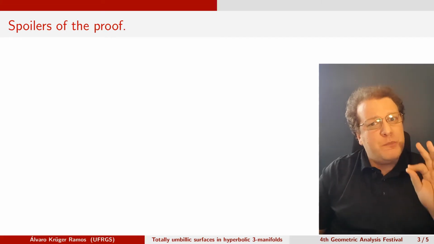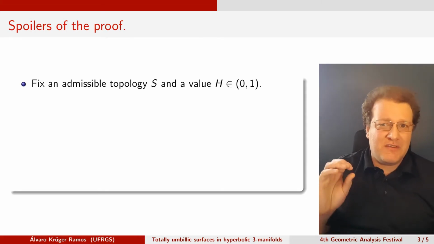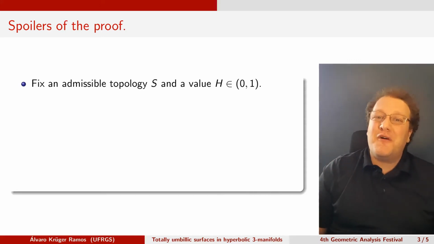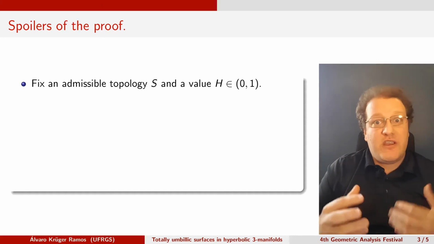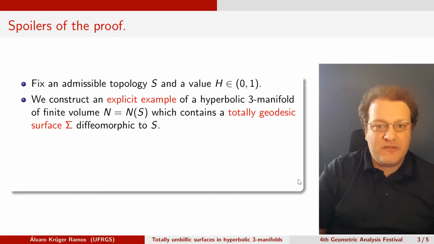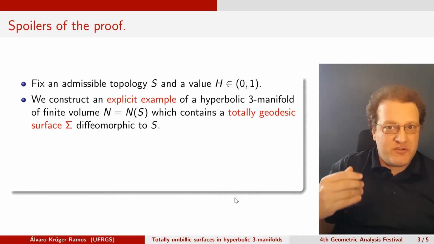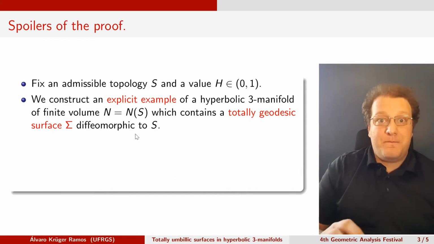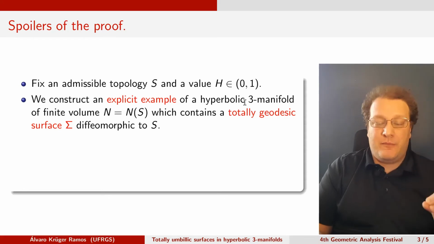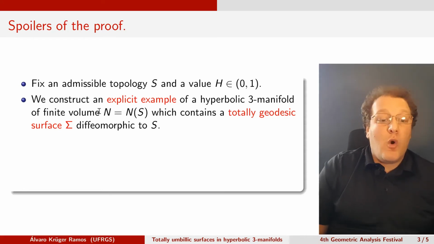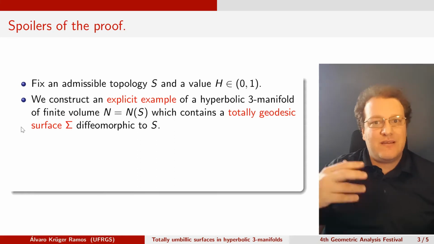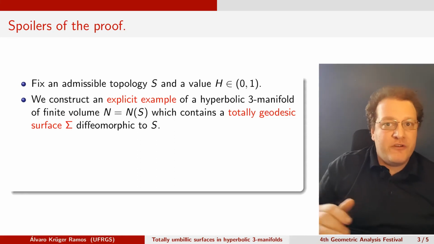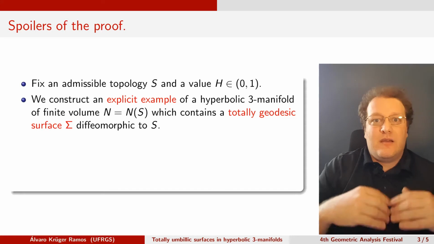Let me give you a few spoilers of the proof, just to see if I can convince you to watch the whole talk. It's going to be really great, I guess. So you fix your admissible topology and your value of H in (0,1). It could be 0 too, but think H positive, which is a little harder. So we construct an explicit example of a hyperbolic trimanifold with a totally geodesic surface, sigma, in it, which is diffeomorphic to S. And this example is going to have all the properties you want, like properly embedded, etc.